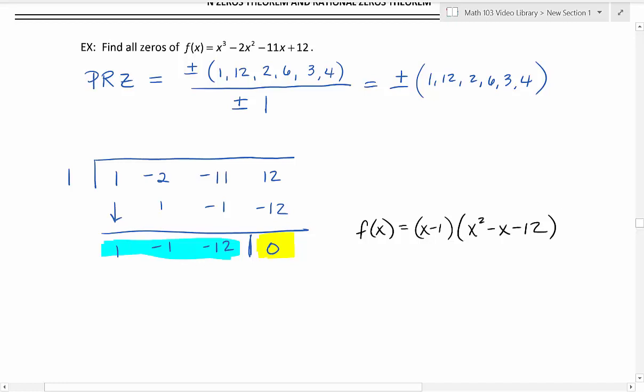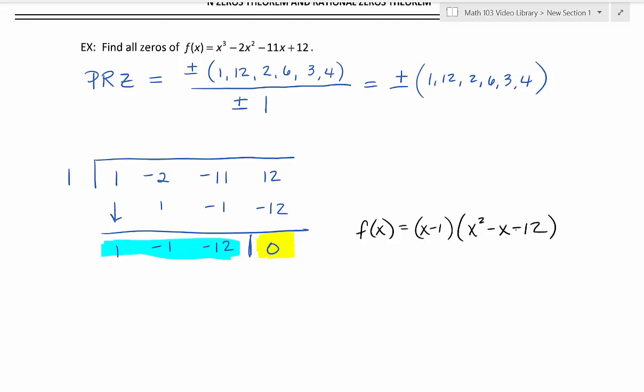Well, we could continue to check numbers in our list of possible rational zeros into x squared minus x minus 12, and we could find the additional zeros, but remember that you have other factoring skills. This is a quadratic trinomial with a leading coefficient of 1. All we need to do is find two numbers that multiply together to be a negative 12 and add together to be a negative 1.